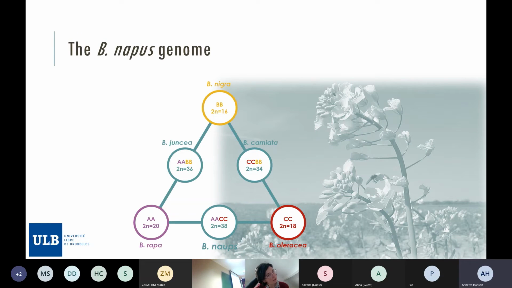So something else about this crop, it has a very big genome. This is the triangle of the Brassicaceae. So basically, all the Brassicaceae come from the crossing of three main ones, and in particular, Brassica napus comes from the spontaneous hybridization of Brassica rapa and Brassica oleracea. So as you can see, it has a pretty big genome.